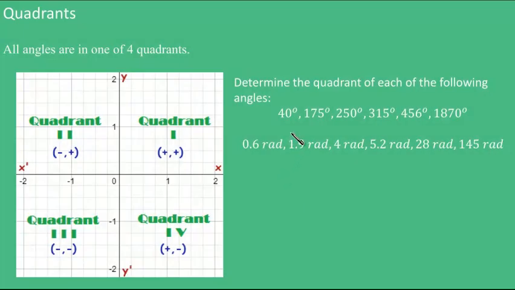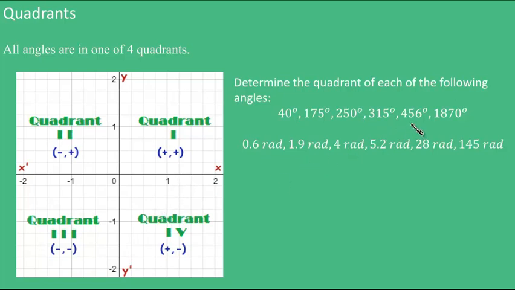For the first one, it's 40 degrees. That's easy enough to see. 40 degrees places you in here because that's between 0 and 90. So this is in quadrant 1. 175, well, we know that this is 180 all the way here, and up to here is only 90. So 175 puts you in quadrant 2. 250 obviously has to be somewhere between 180 and 270. So that's in quadrant 3. And 315 is between 270 and 360. So that's in quadrant 4.